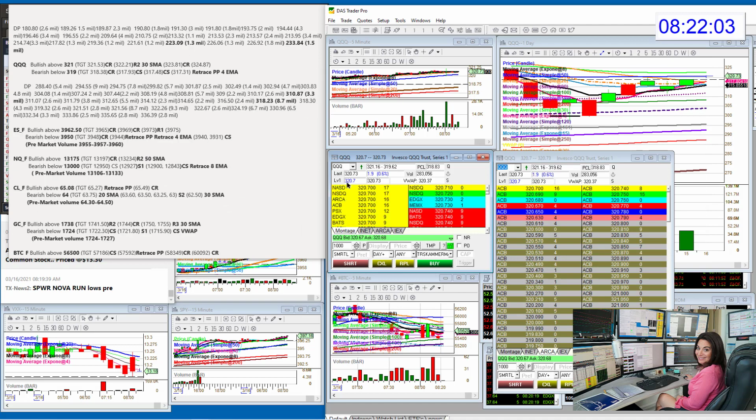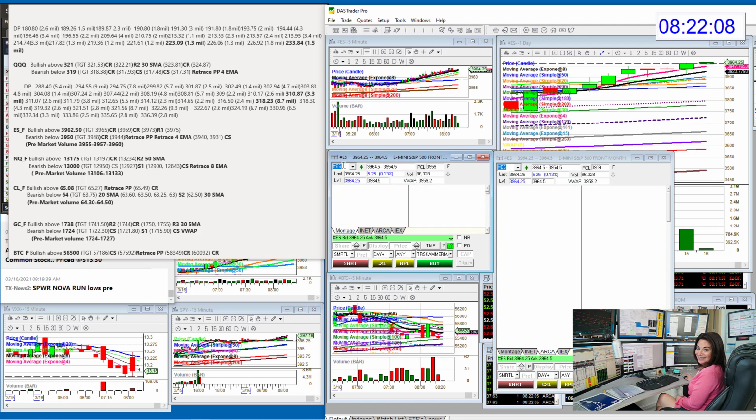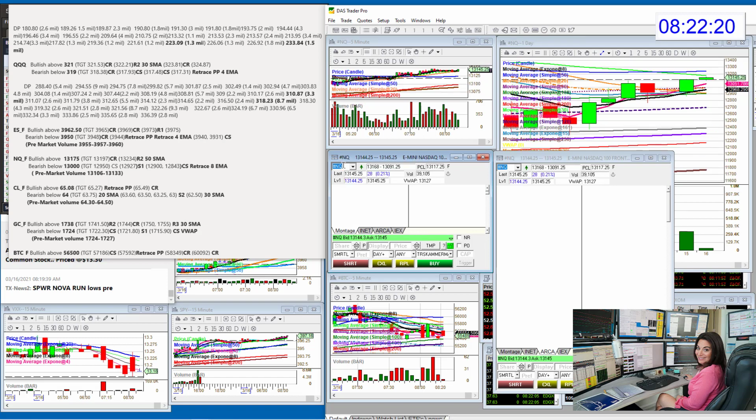Let's head on over to the futures. All right, E-minis, bullish above 39.62.50. Bear below 39.50. We've got the NASDAQ futures, bullish above 13,175. Bear below 13,000.